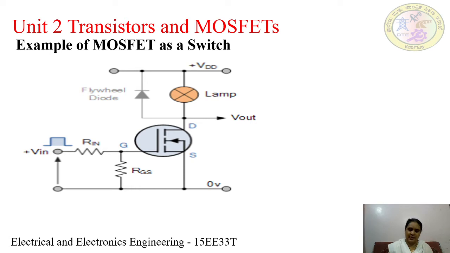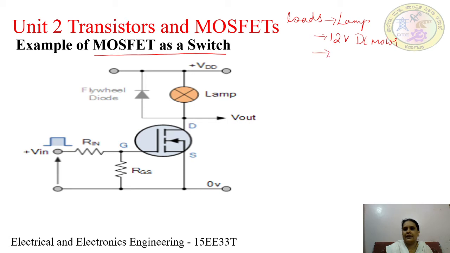So let us have some examples where we can analyze by connecting different types of loads. So what are the loads we can connect? I have connected a lamp in my example. I can connect a very small motor or a 12 volt DC motor. I can connect an LED. I can also connect a relay. So these are the many loads. Where is the load present in the circuit diagram? I show that a lamp is the load.